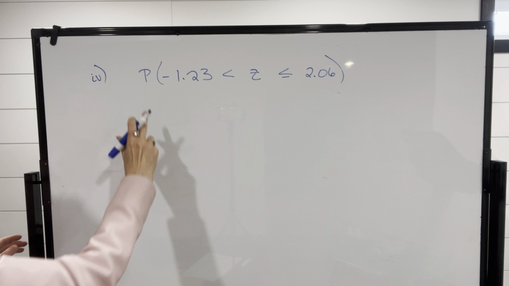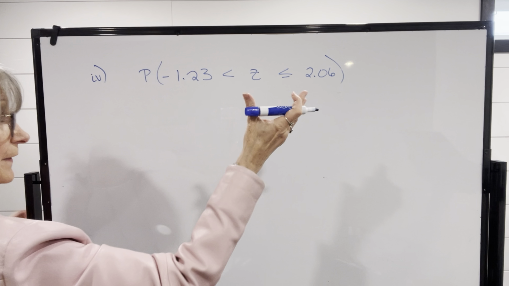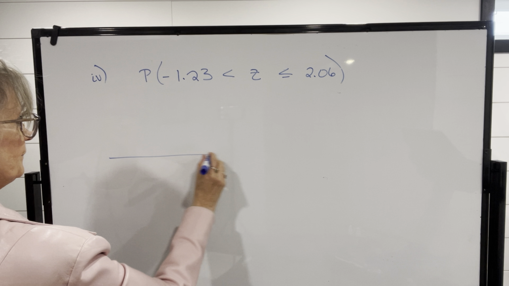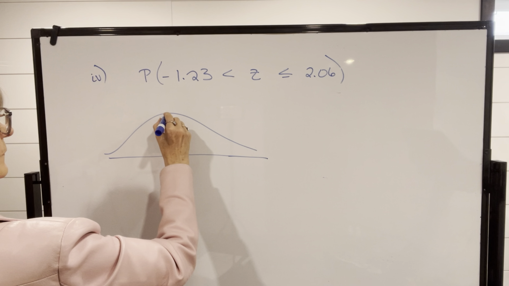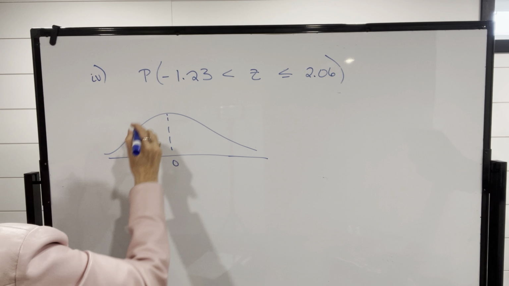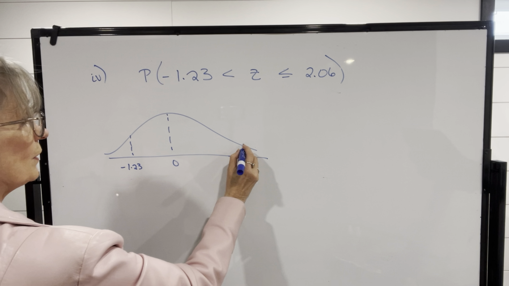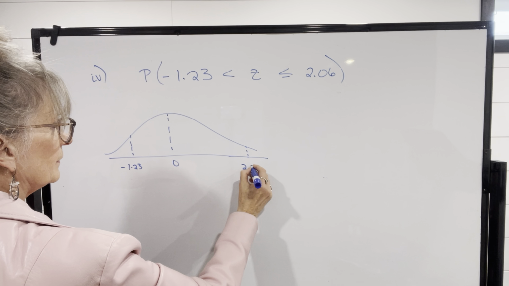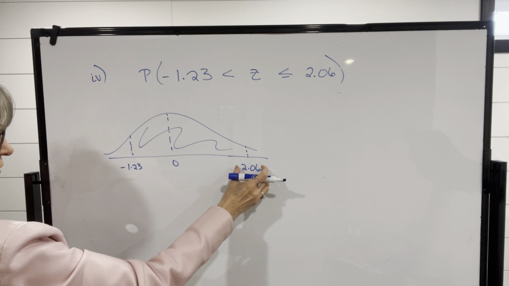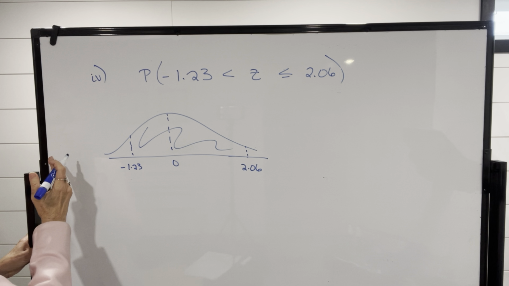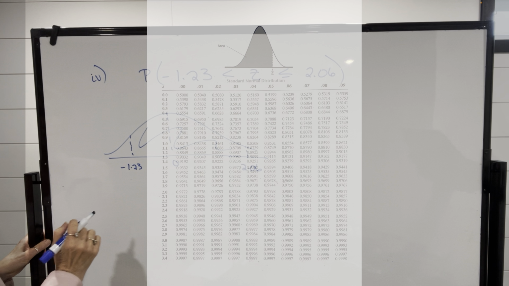Last example, what's the probability that z will be between these two scores? I'm going to find the area between those two z-scores. Quick drawing. Mean is 0. Negative 1.23. Don't have to be too exact here. Positive 2.06. And we're going to shade the area we want to find. Again, we're going to start with the larger z-score, find the area to the left using our table, and then find the area to the left of this z-score and subtract.